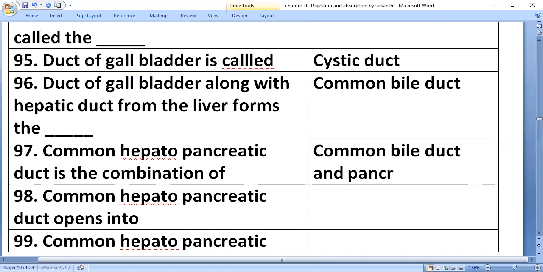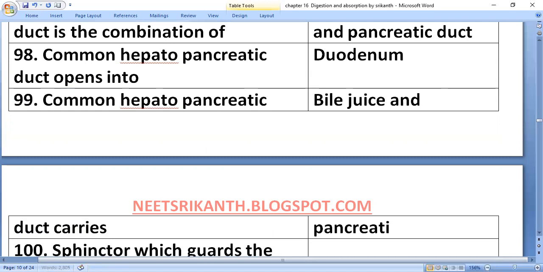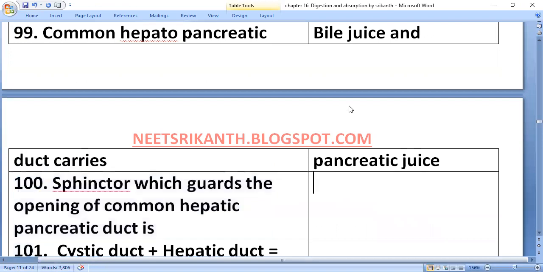The common hepatopancreatic duct is a combination of the common bile duct and the pancreatic duct. The common hepatopancreatic duct opens into the duodenum. It carries bile juice and pancreatic juice. The sphincter which guards its opening is the sphincter of Oddi.